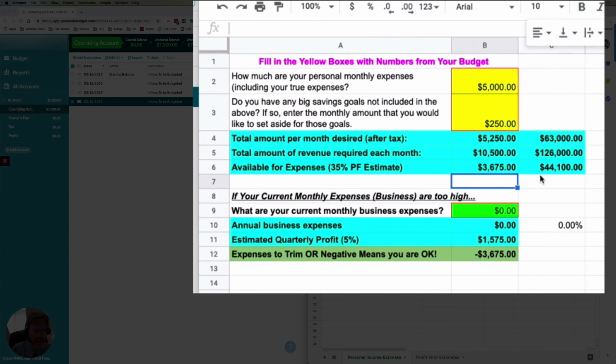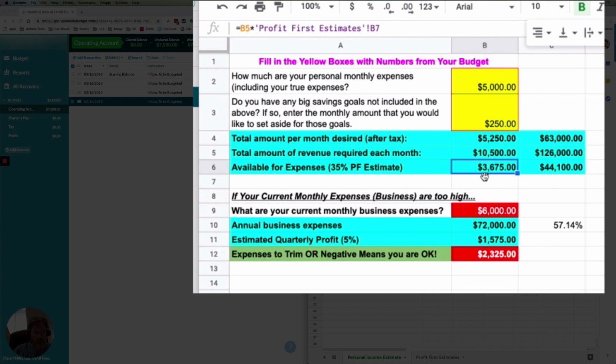But anyway, now let's say your business expenses right now are $6,000 a month. Well, then you know you're in trouble, because you have about $2,000 that you need to trim from your business expenses to get to this number right here that's actually available for your business. Or alternatively, you can trim this number, and let's say your personal expenses are too high, you can trim this down to put yourself in a better position. And so you're going to be cutting one or the other. Now if you want to keep this around $10,500, then you're going to need to keep this monthly number up.